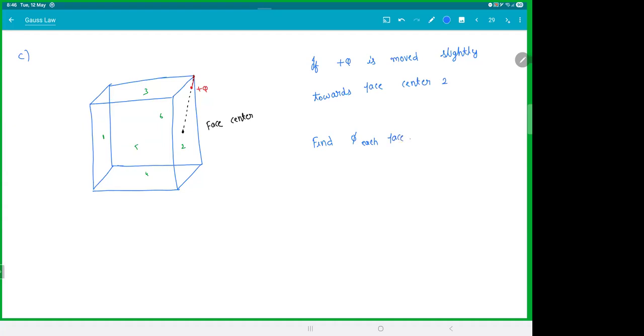It's not in the corner anymore. You pushed it a little inside. It's still on the surface. Face 2 along the surface. You're sliding on the surface basically. Now what will be the flux through each face?